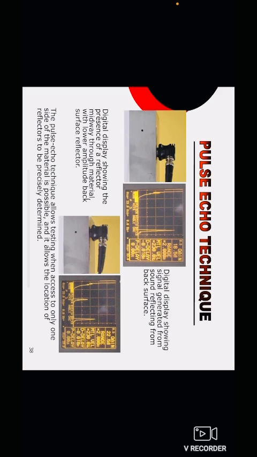Digital display showing the signal generated from the sound reflecting from the back surface, and a digital display showing the presence of a reflector midway through the material with a lower amplitude back surface reflector. The pulse echo technique allows testing when access to only one side of the material is possible, and it allows the location of the reflector to be precisely determined.